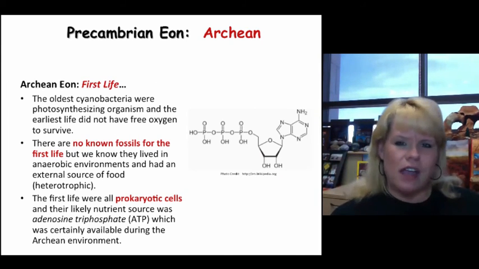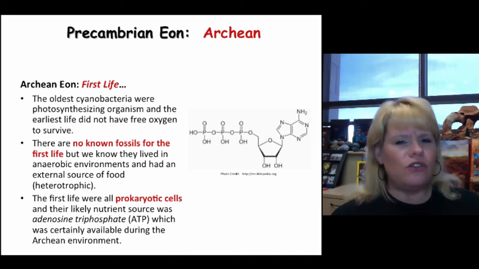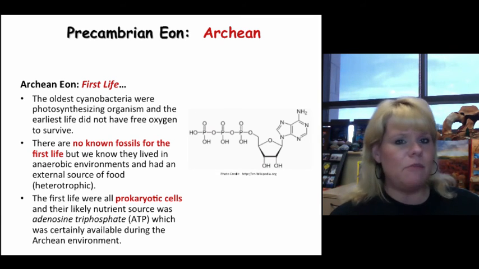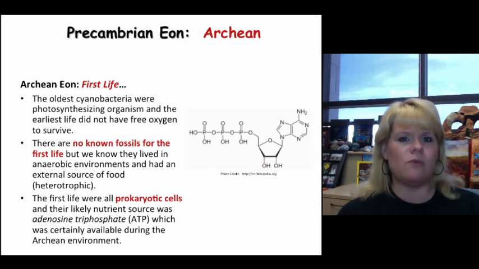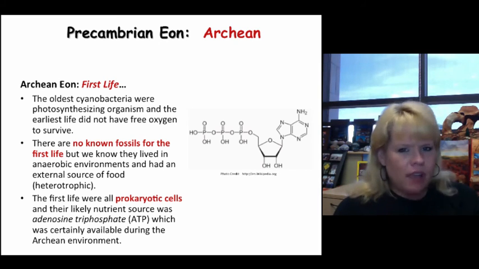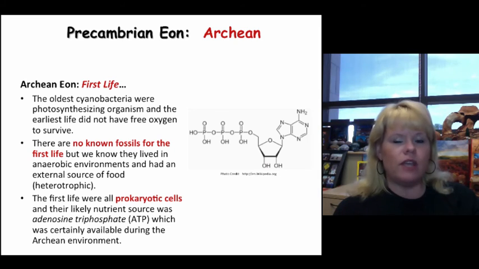Our first life is cyanobacteria, and these are photosynthesizing organisms, which are important because if they're photosynthesizing, that means they're going to have ample source of sunlight. Our earliest life forms did not have free oxygen in water or in the atmosphere to survive. So they would have had to be in the water and shielded from ultraviolet radiation in order to survive. While we don't have any known fossils for the first life, we can predict some of what they would have needed in order to survive.